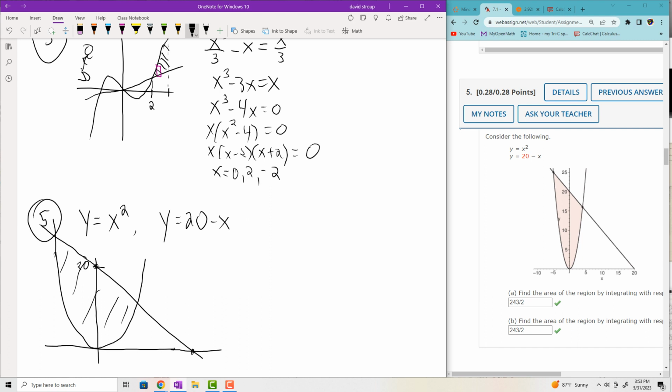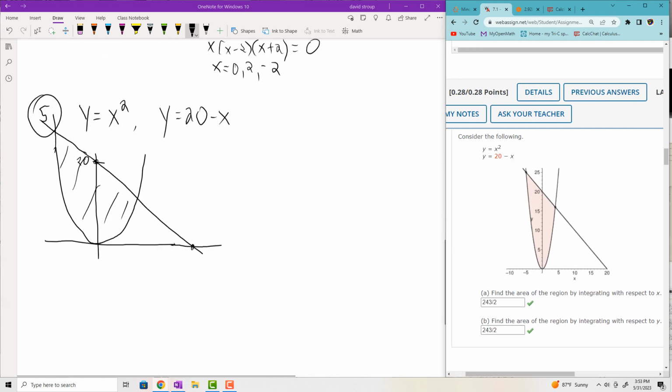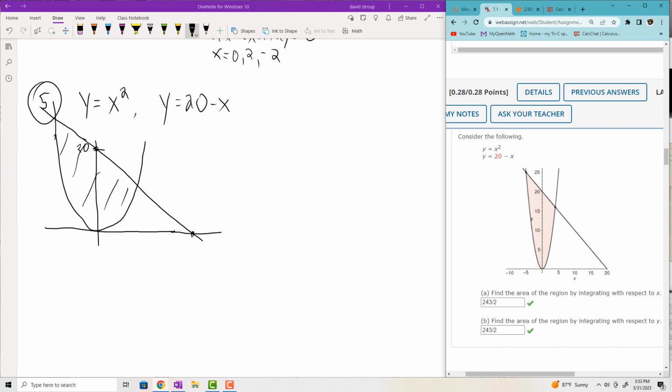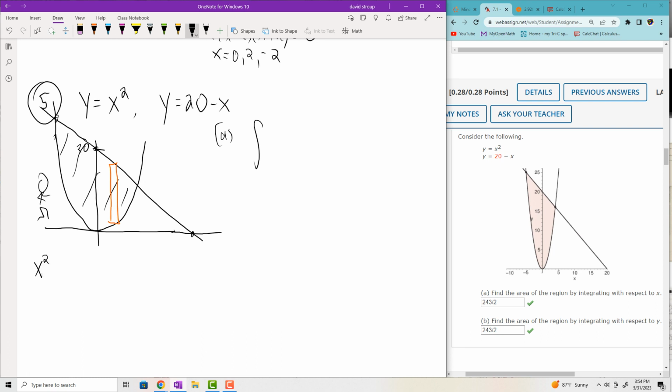Okay? So they want you to do it in two ways. The problem is two different methods. They want you to do what they call vertical oriented rectangles like this, and then horizontal oriented. The vertical oriented is the easy one. That's part A. Let's go ahead and try that real quick. In that orientation, of course, we also will need the intersection points to tell our little person where you're integrating, going from where to where.